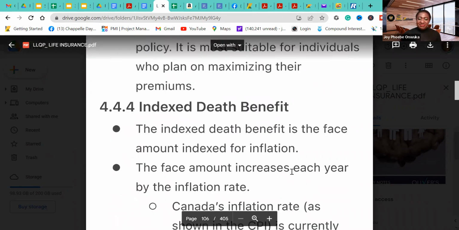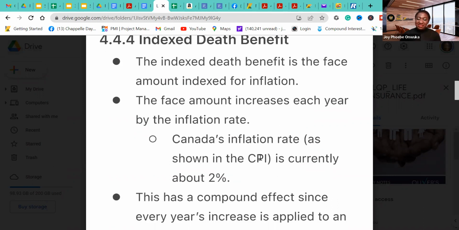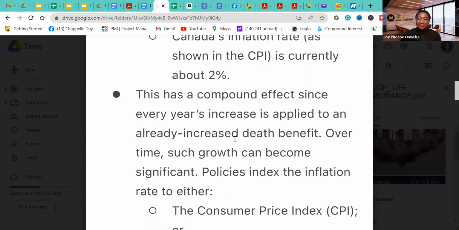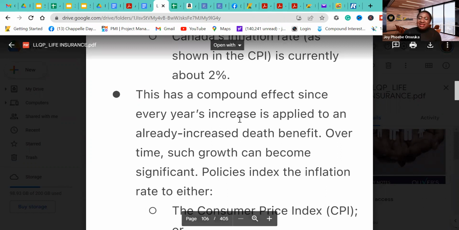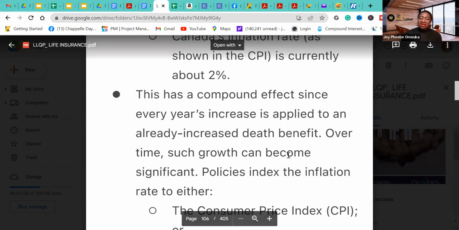Index death benefit. The index death benefit is the face amount indexed for inflation. Okay. The face amount increases each year by the inflation rate. Canada's inflation rate, as shown in CPI, is currently about 2%. This has a compound effect since every year's increase is applied to an already increased death benefit. Over time, such growth can become significant.